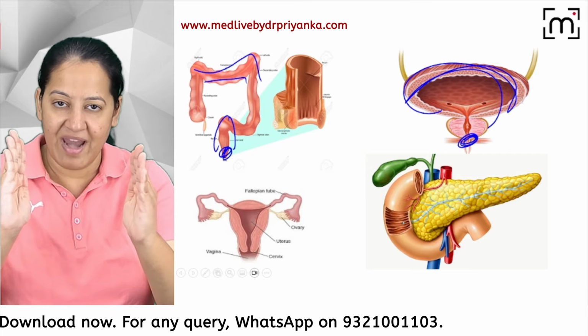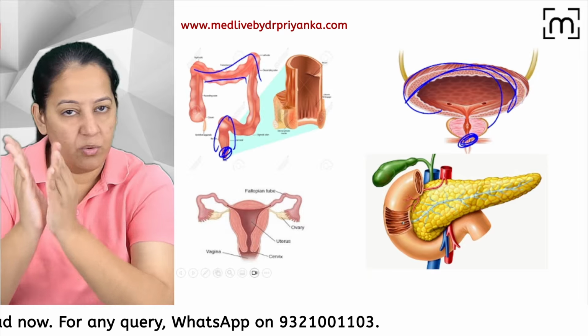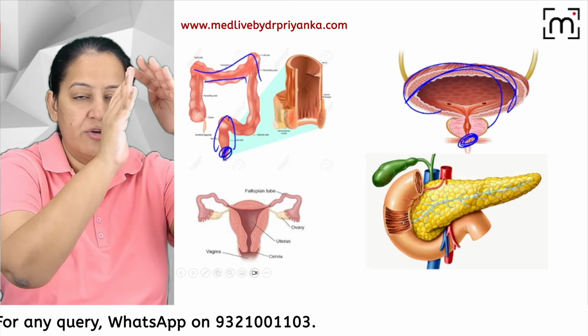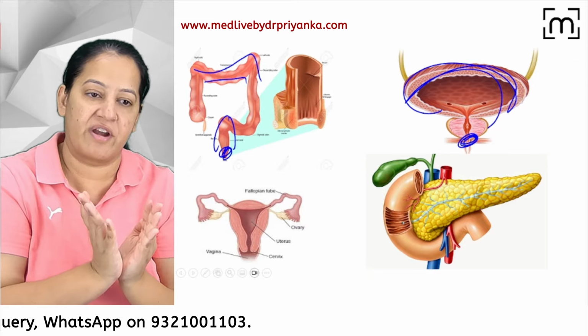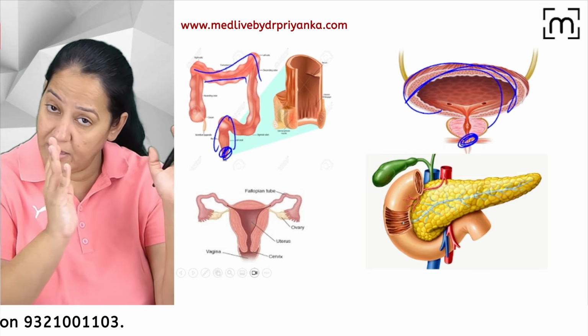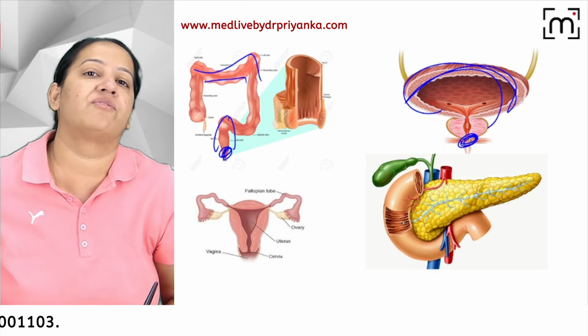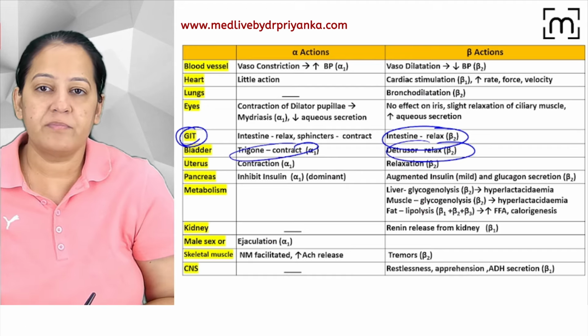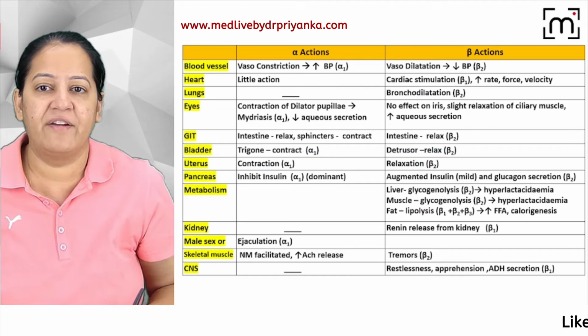Imagine the muscle is relaxed, but the sphincter is contracted. So there is no defecation. Here also in the urinary bladder, the muscle is relaxed, the sphincter is contracted. So there is no urination. So they are causing retention of the stools here and retention of the urine here. So you can understand like this. Okay, so GIT and bladder we have seen.